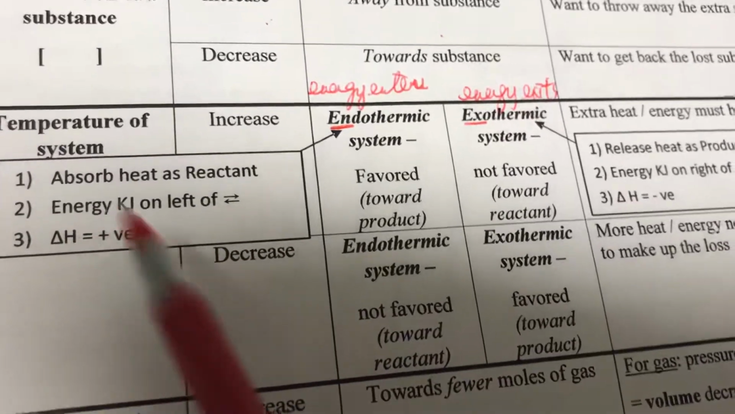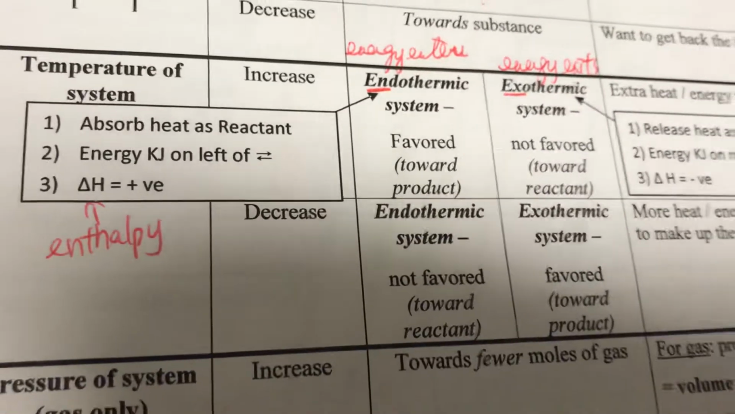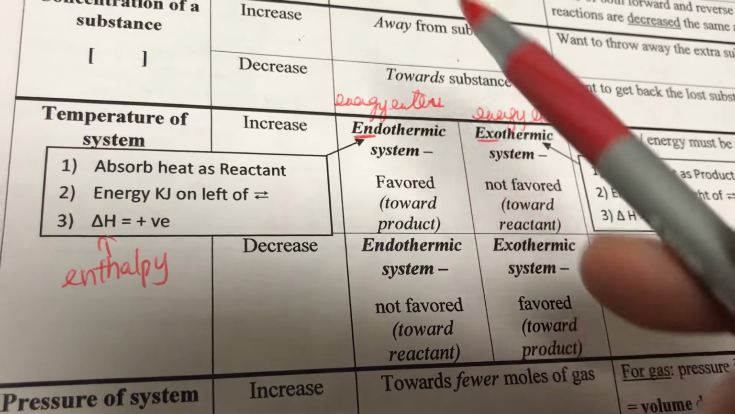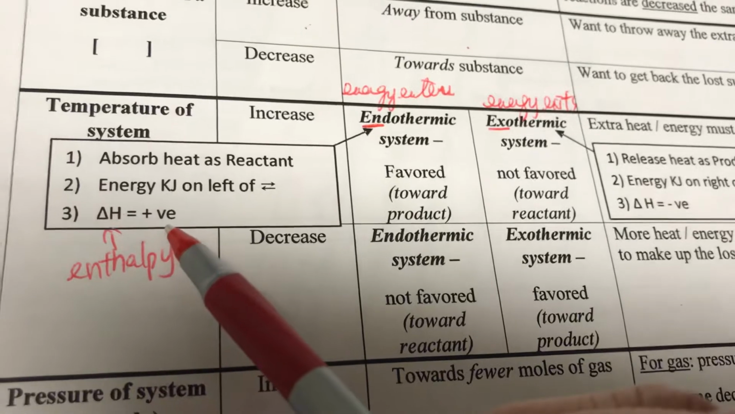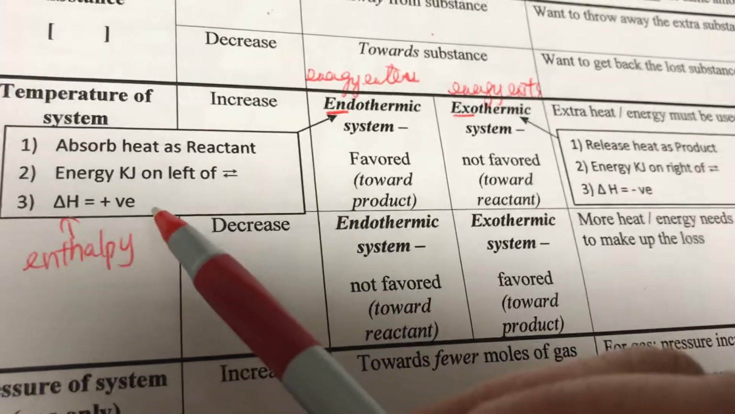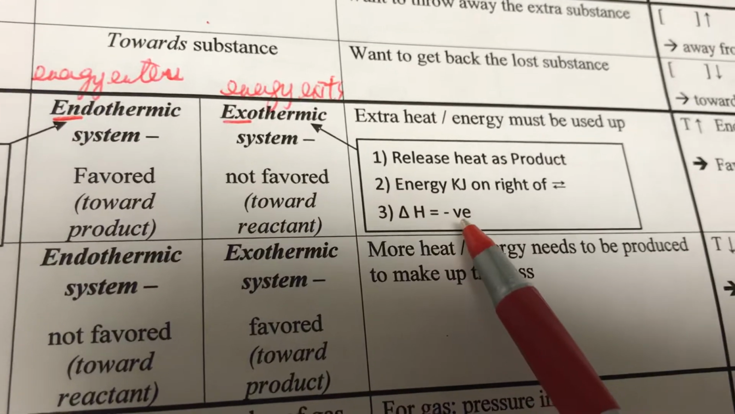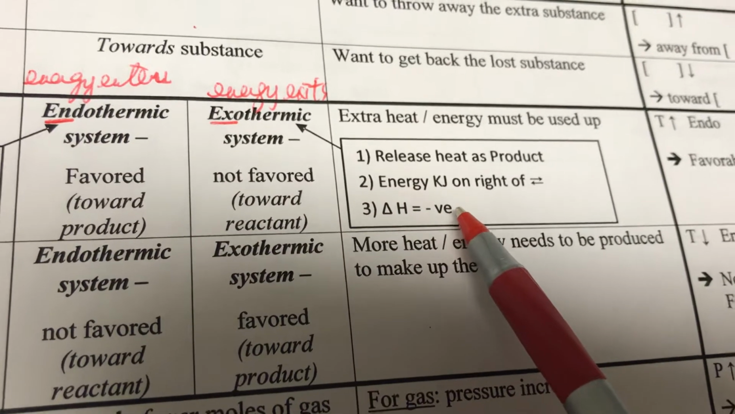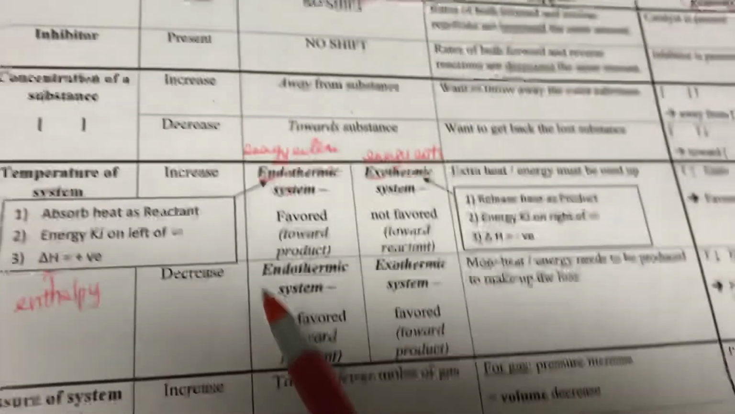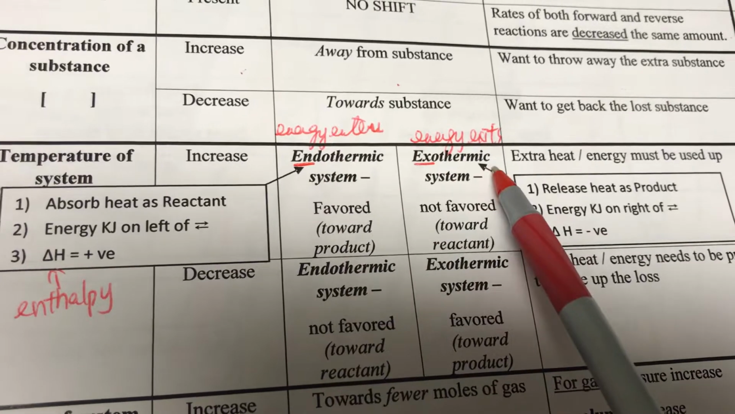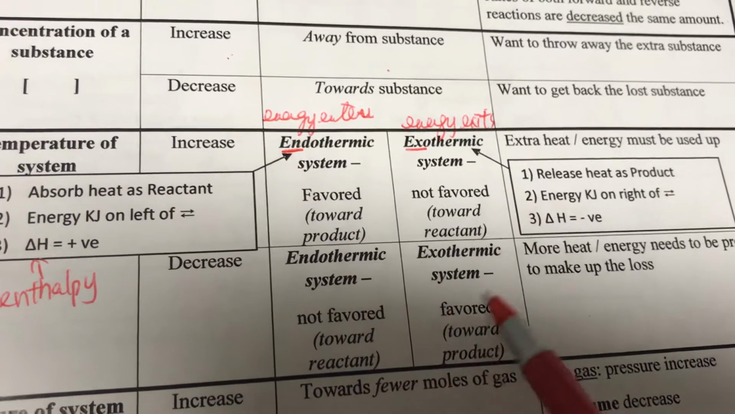And then delta H means enthalpy. You don't have to know this until AP Chem, but enthalpy is positive in endothermic because you're taking energy in, so your delta H will be positive. And when you have exothermic, your delta H will be negative because you are losing heat. Now here will be increasing temperature in the two systems, and decreasing temperature in the two systems.